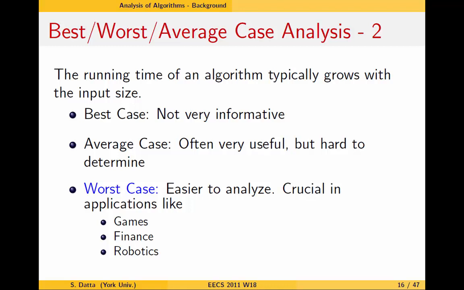Your typical usage might make some subset more likely. His or her typical usage may be different. So it's useful but hard to determine. So at least in introductory courses like this one, we focus on worst case. Worst case is easier to analyze, especially mathematically.